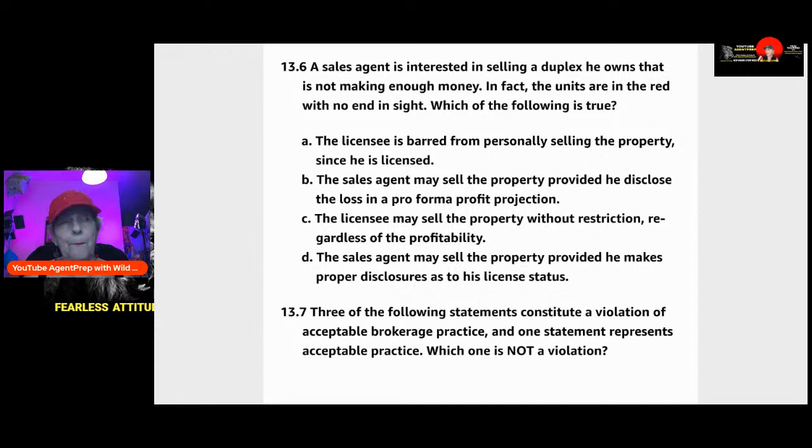No, it is not B. There's something more important than disclosing the pro forma data. That's on the financial aspect of it. But what is more important when we're selling our own property and we are licensed? Starts with the D. Disclosure. The sales agent may sell the property provided they make proper disclosures as to the license status, right?